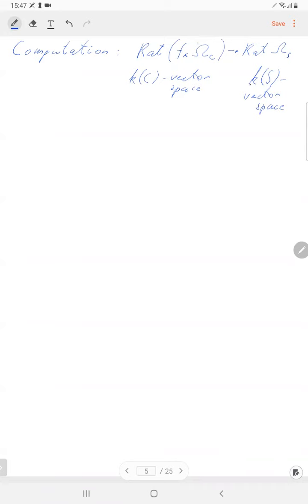Both sheaves are... the rational sections of this is the same as the rational sections just of omega c, right? And the rational sections of omega c have the structure of vector space over rational functions on C. There is the trace map from this field extension k of c to k of s. It's linear over k of s. So you can extend it by k of s linearity to those vector spaces.